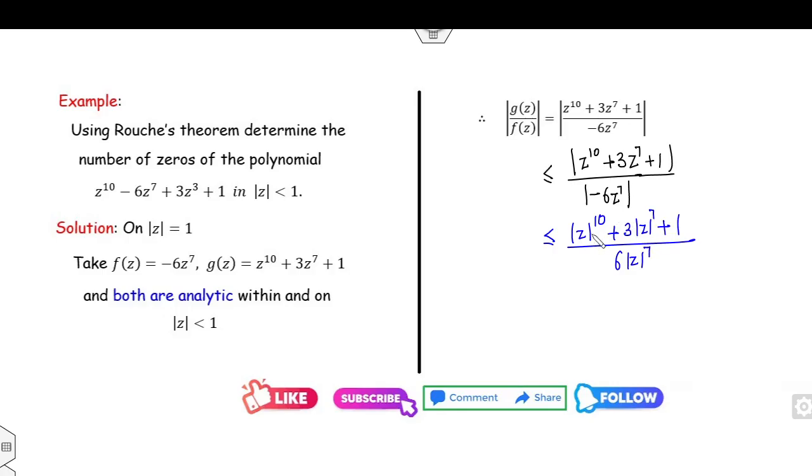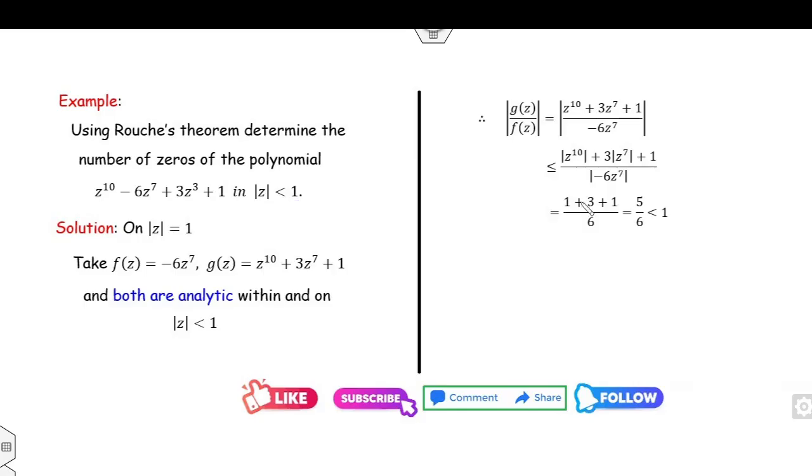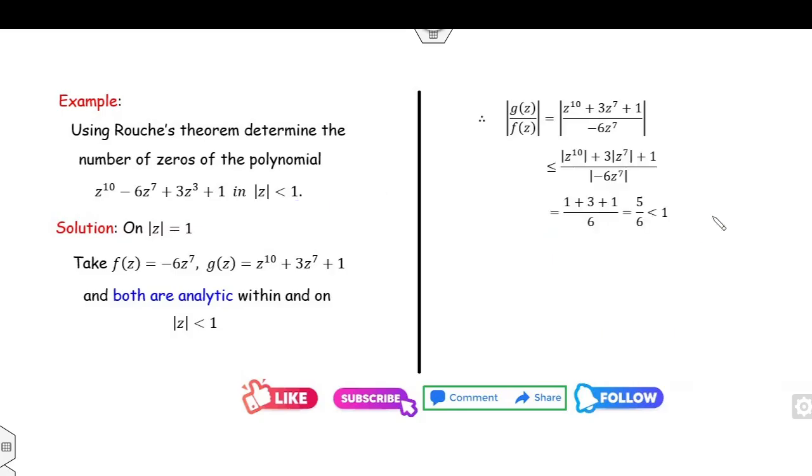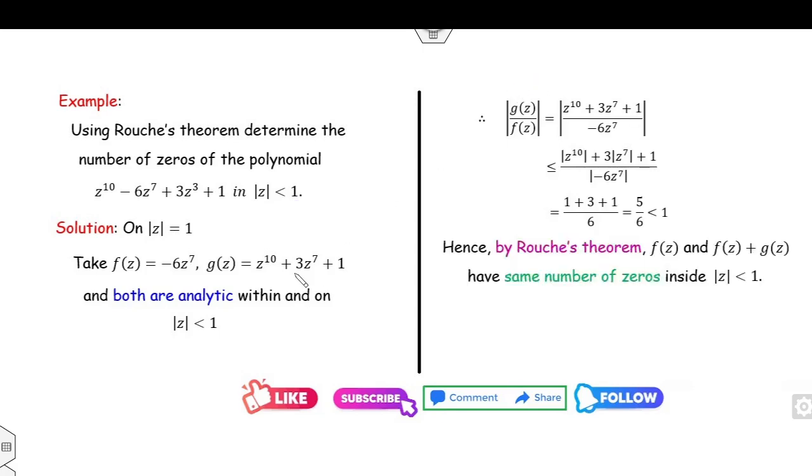Now you can substitute the value of the mod of z on the circle. What is the value on the circle? It is 1. So this number is my 1 plus 3 plus 1 divided by 6. So that is 5 over 6, strictly less than 1. So once both the properties are satisfied, by the Rouche theorem, mod of g is less than mod of f. So f and f plus g have the same number of zeros.